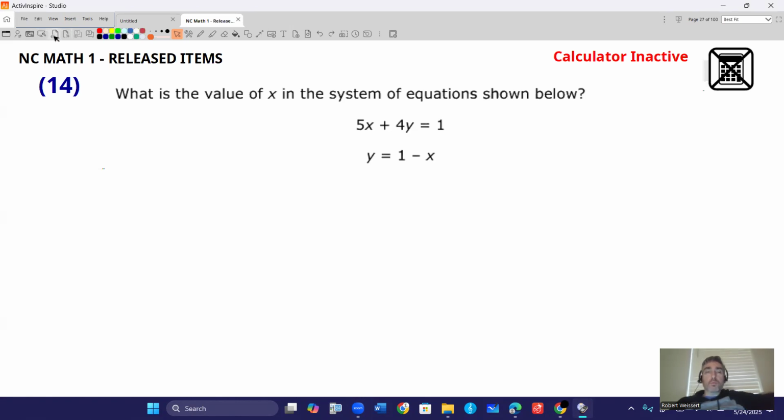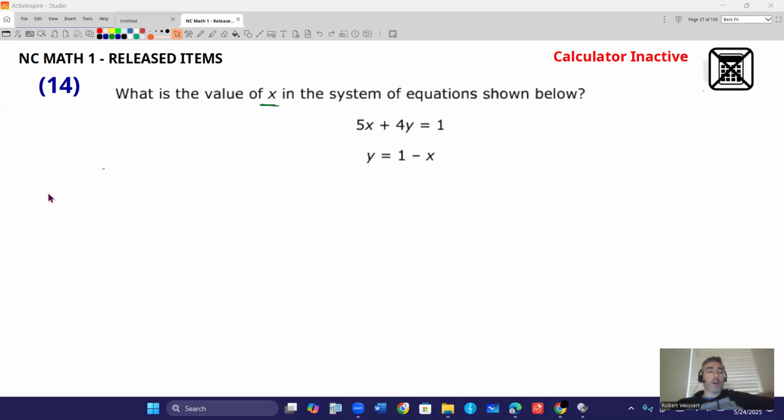Here we go. So first, a system of equations is two or more equations with the same variables, and we're trying to solve for the values of x and y in the system of equations. In other words, what values of x and y work for both equations? And they want to know the value of x. So we can get both values and then just circle the x value.